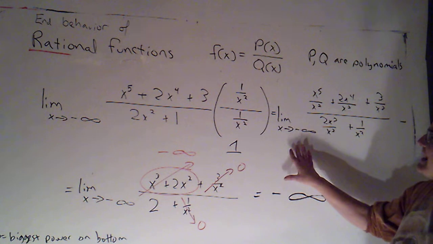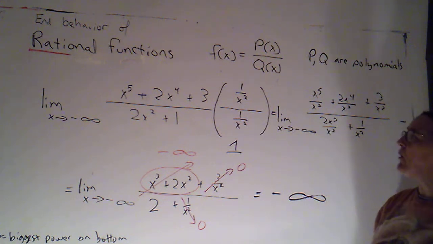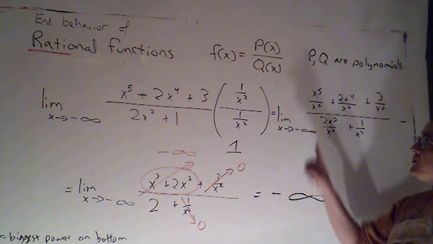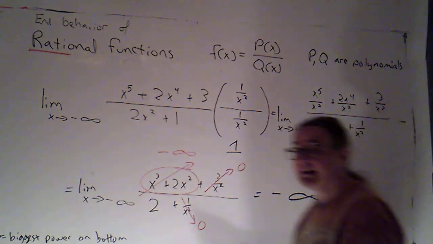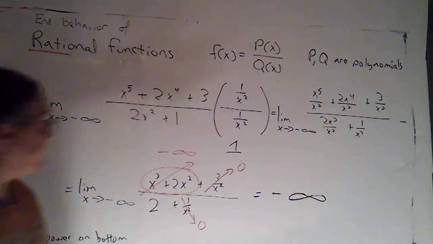Okay. Let's take a look at what would happen if I had tried to use x to the 5th instead of x squared. Okay.